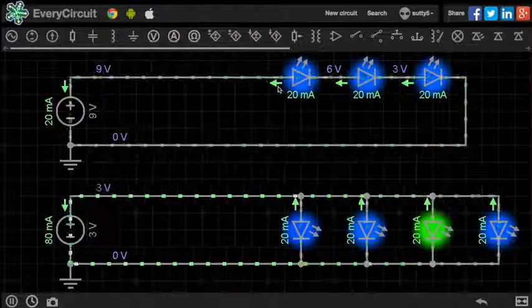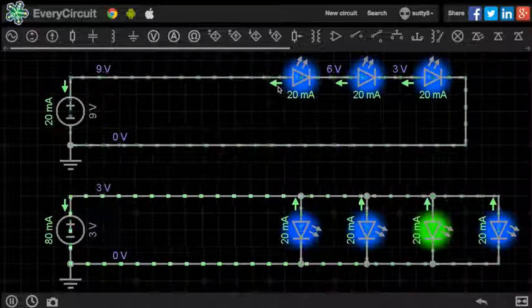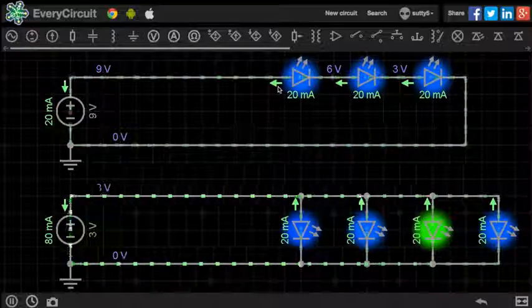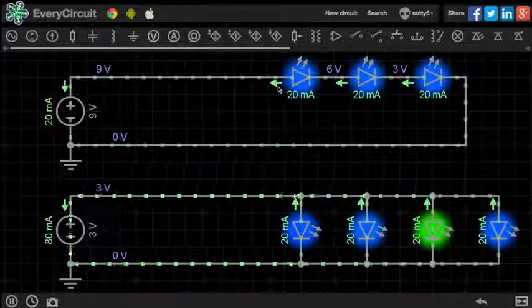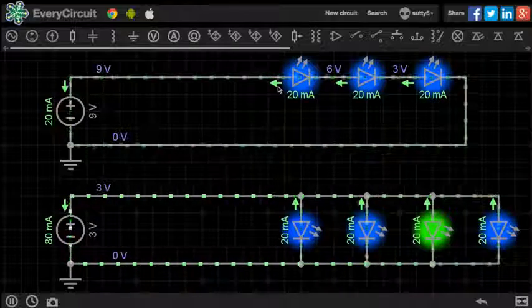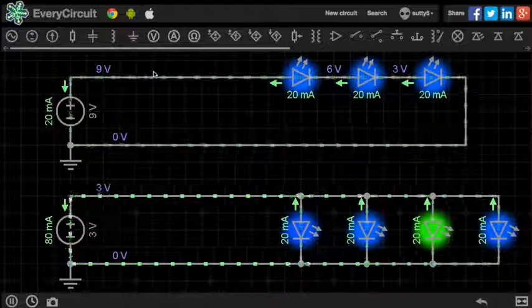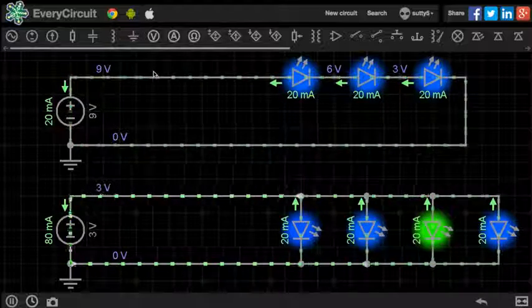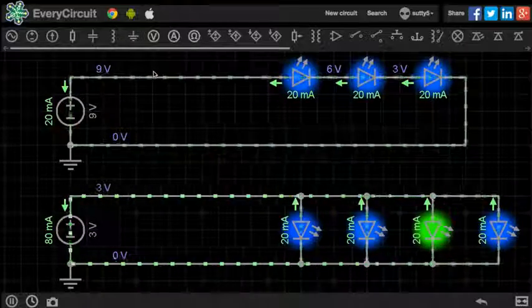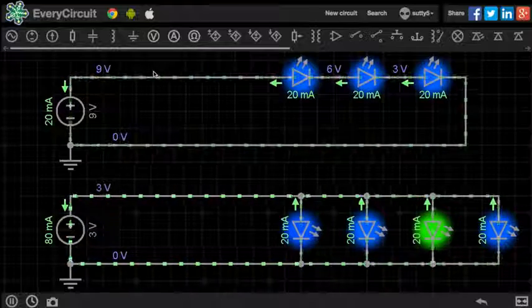Before I start, I will say, if you don't have a full understanding of Ohm's law, it may be an idea to go back and watch my first video in this series to ensure that you can fully follow and understand this demonstration. I have two circuits set up here. The top circuit is the series circuit and the bottom circuit is the parallel circuit.